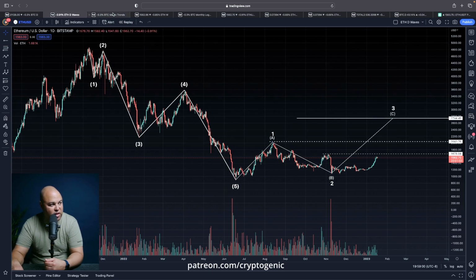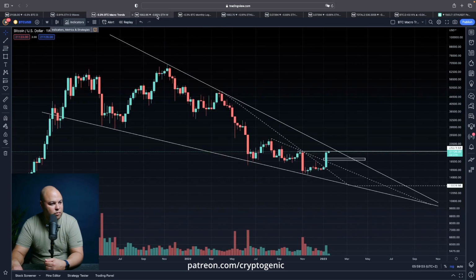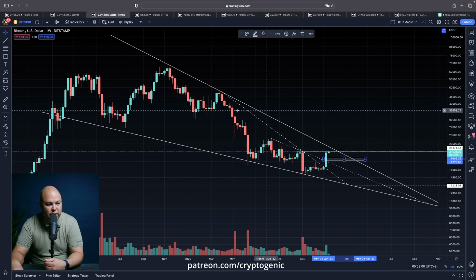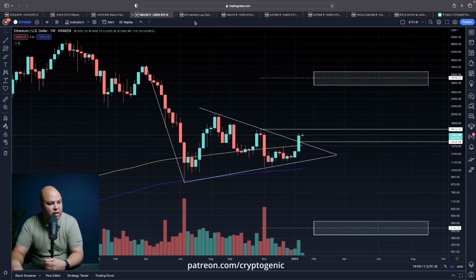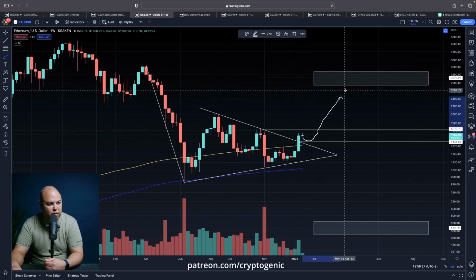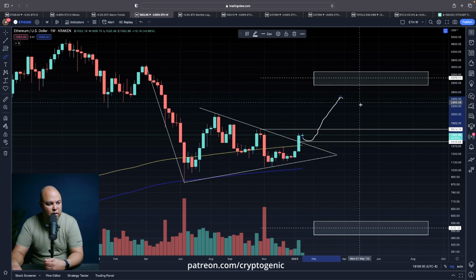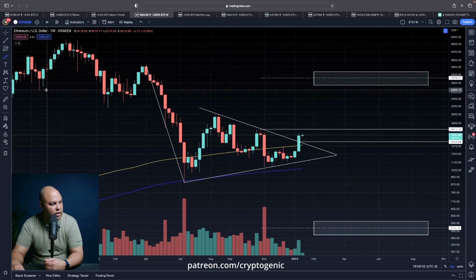Now, I do expect a retest for both Ethereum and Bitcoin. I expect a retest of this box for Bitcoin, which is somewhere around 19.5. I also expect a retest of this level here at 14.45 for Ethereum. The difference is I expect Ethereum to bounce off this level and then head for this target up here, the bottom of it at least, which is around $2,700, okay?